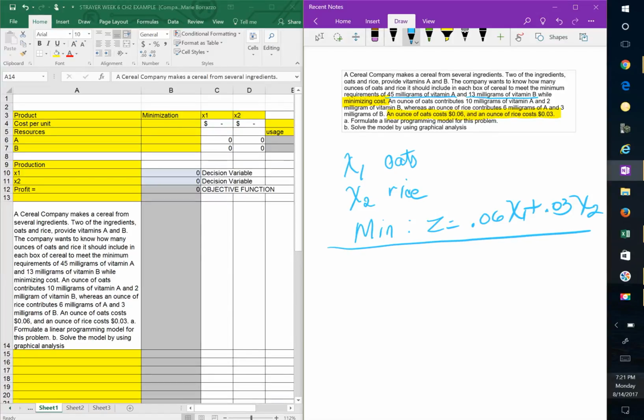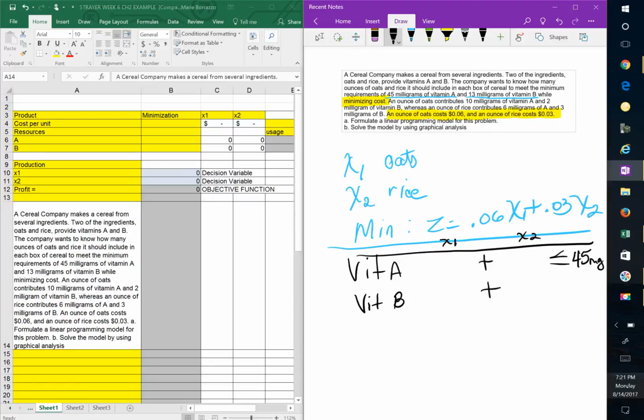Now our constraints. So the constraints are the vitamin A and vitamin B. And if you recall, the easiest way to set this up is so that you have your two variables, x1 and x2, or however many you may have, across the top. And think of this as how you're going to start to set up your equation. So as you read, it says the company wants to know how many ounces of oats and rice it should include in each box to meet the minimum requirement of 45 milligrams of vitamin A. So I know that this is less than or equal to 45 milligrams of vitamin A. And same thing, 13 milligrams of vitamin B while minimizing cost.